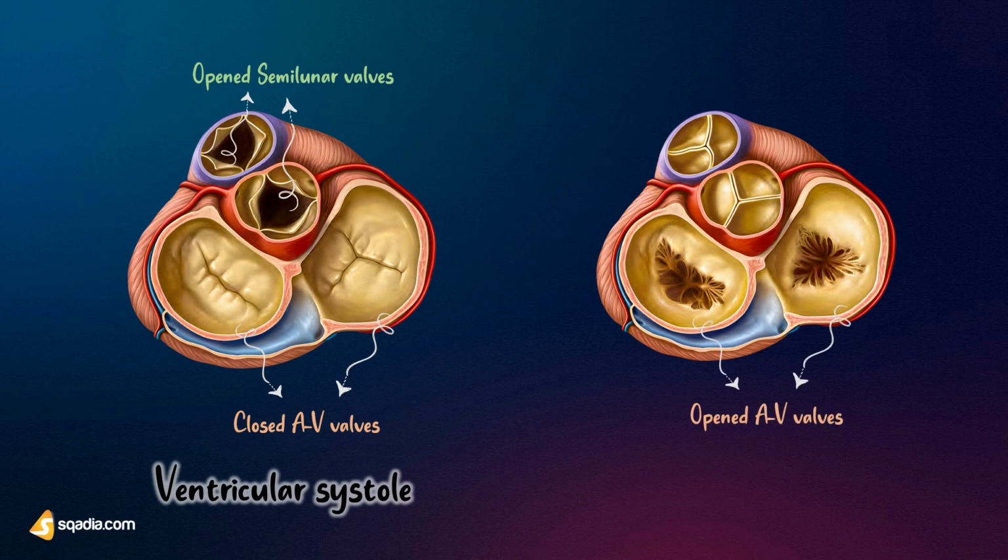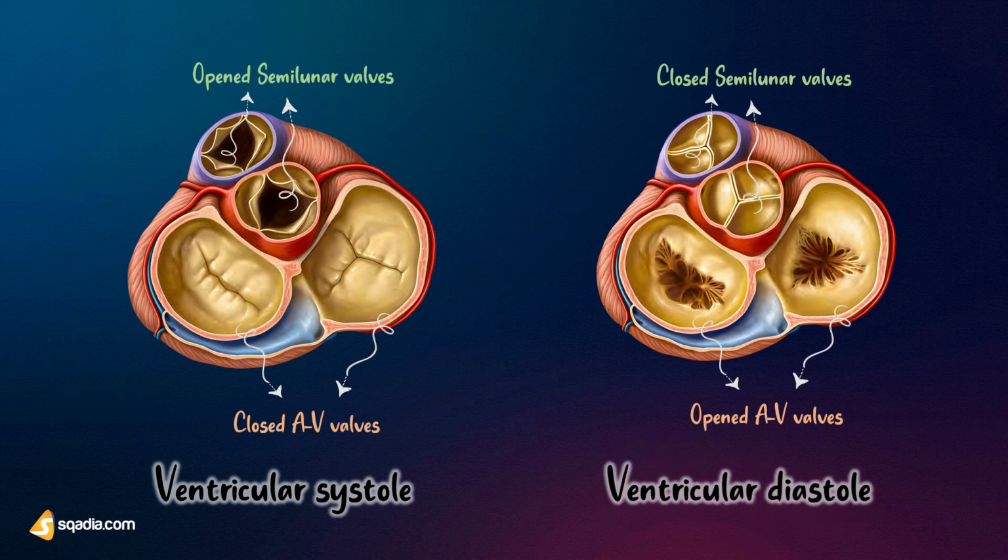Then in the image on the left side, you can see that both AV valves are opened, but both semilunar valves are closed. This state exists during ventricular diastole or relaxation of ventricles, or during ventricles filling. So this was all about cardiac valves. But before going further, here's another important thing to discuss.